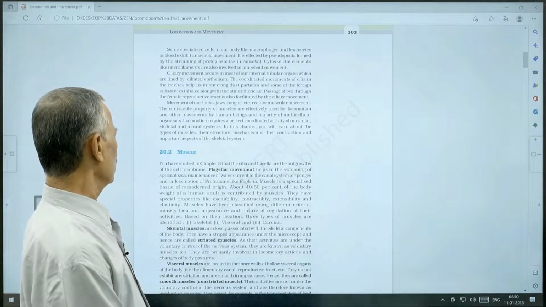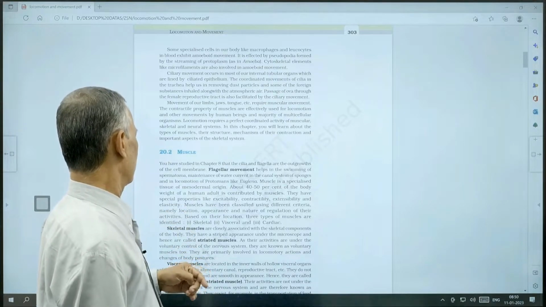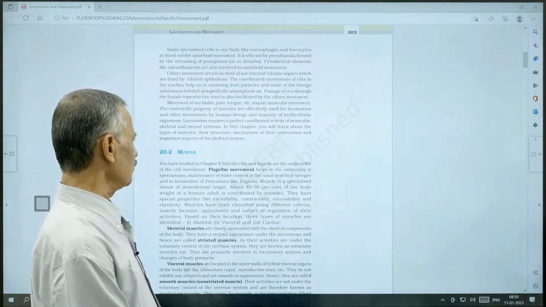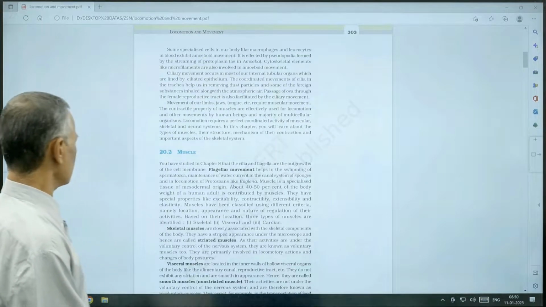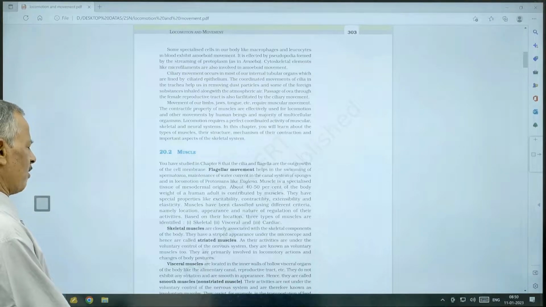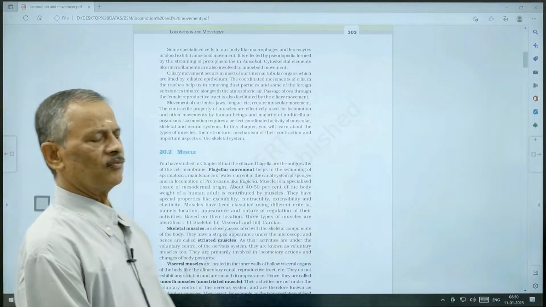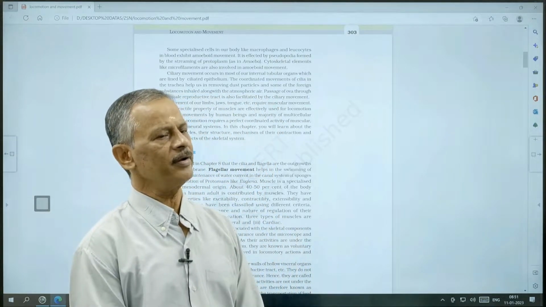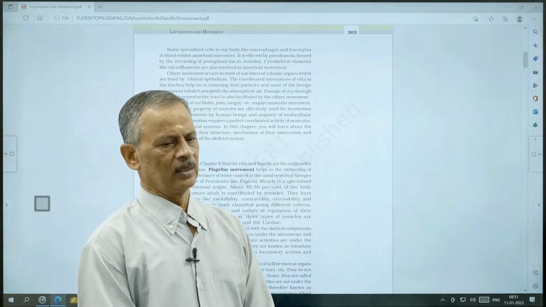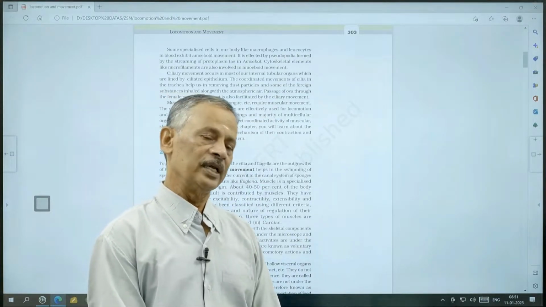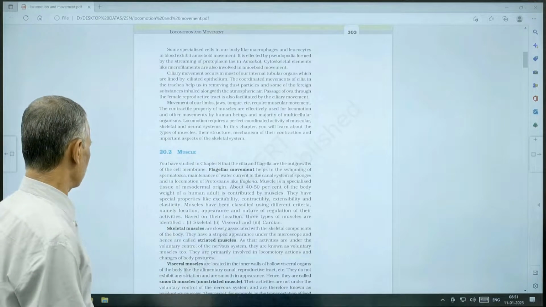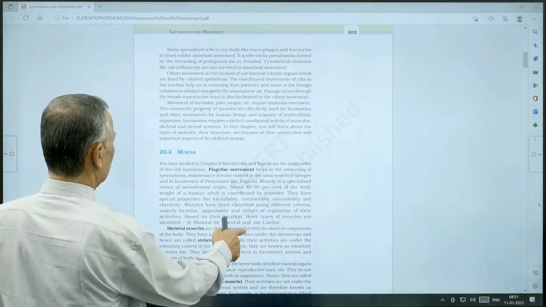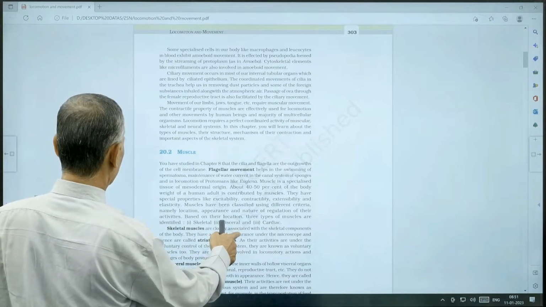depending upon their location. If they are attached to the bones, they are called skeletal muscles. If they are attached with the internal organs, they are called visceral muscles. And if they are present on the walls of the heart, they are called cardiac muscles. We studied it in detail in tissues. Still, I will be giving you the salient features of these three types of muscles.